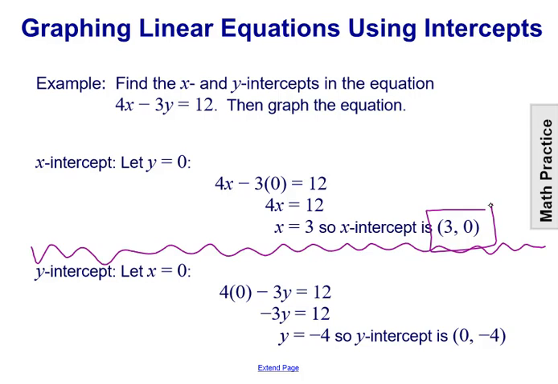Now for the y-intercept, x equals 0. So substituting that into our equation, we get 4 times 0 minus 3y equals 12. But 4 times 0 is 0, so that leaves us with negative 3y equals 12. And be careful, make sure you bring down that minus sign as now negative 3y, because you're dividing both sides by negative 3, not just 3. And that gives us y equals negative 4. So the y-intercept is 0, negative 4 for that equation.